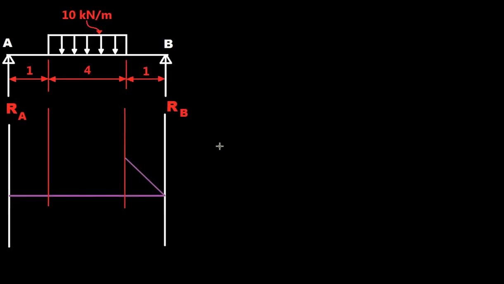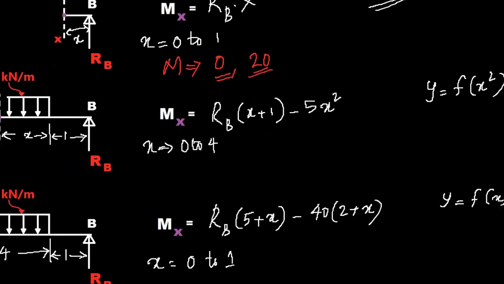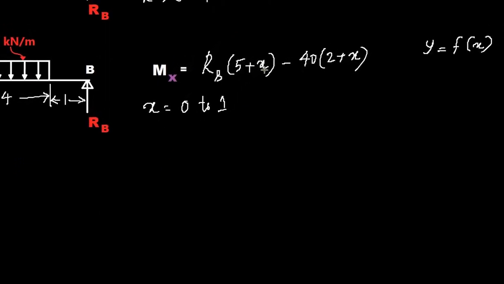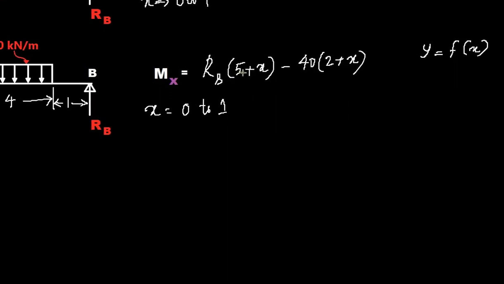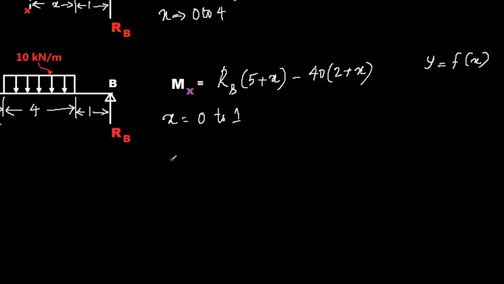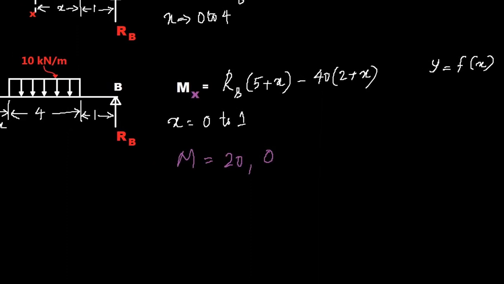Now in the last case you have again calculating, giving the values to x at 0 and 1. You have RB for the first value of x equal to 0. Your moment will be RB times 5, which is 100, minus 40 times 2, that is 80. So 100 minus 80, that is 20. And for x equal to 1, that will be RB times 6 minus 40 times 3, so that will be 120 minus 120, which is 0. So the first value will be 20 and the last one is 0.